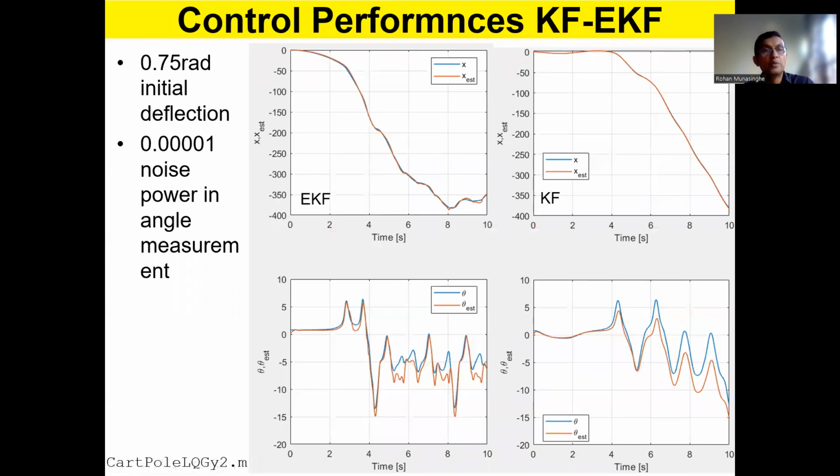Here are some of the control performances. When you have 0.75 radians initial condition, a huge initial offset, you definitely can't do anything with the linear controller, but this is a nonlinear extended Kalman filter. Now see how we handle the situation pretty well. Whereas with the standard Kalman filter, you will never be able to recover it. It goes further down and down and down.